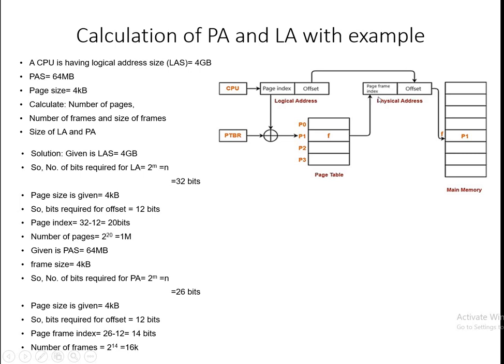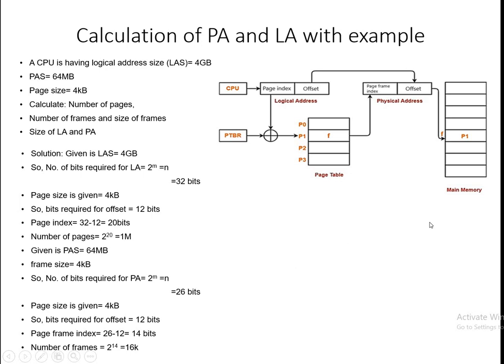The total number of bits for the physical address was 26, out of which 12 we are using to define the frame size, and the remaining 14 will be used to define the page frame index. So how many frames will there be? The number of frames will be 2 raised to power 14, which is equal to 16K.